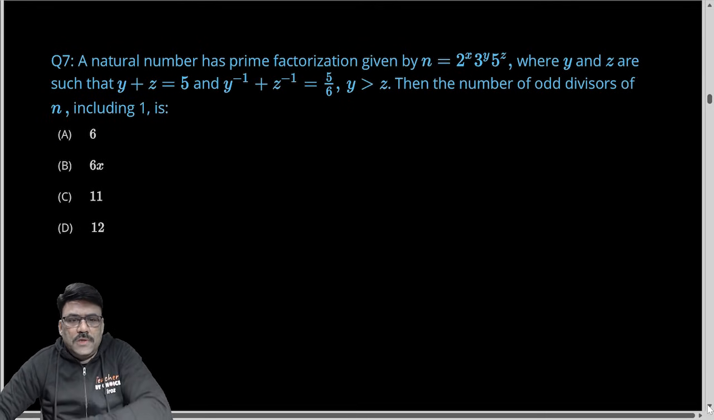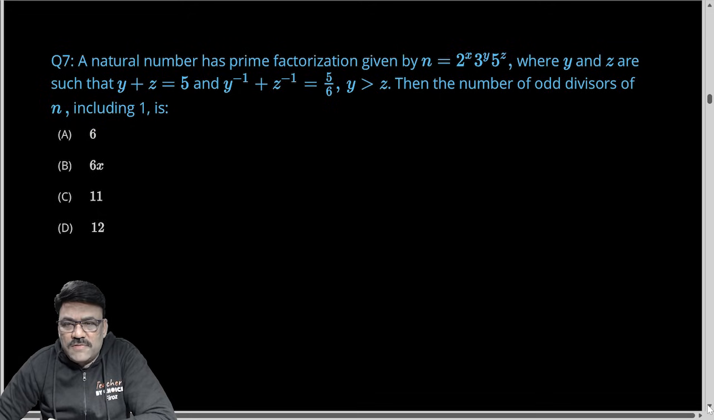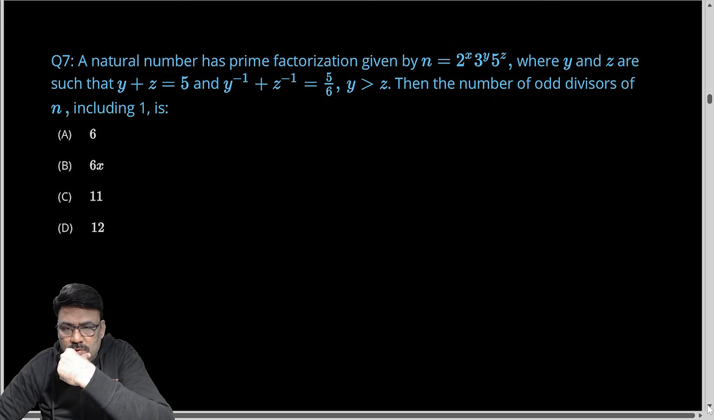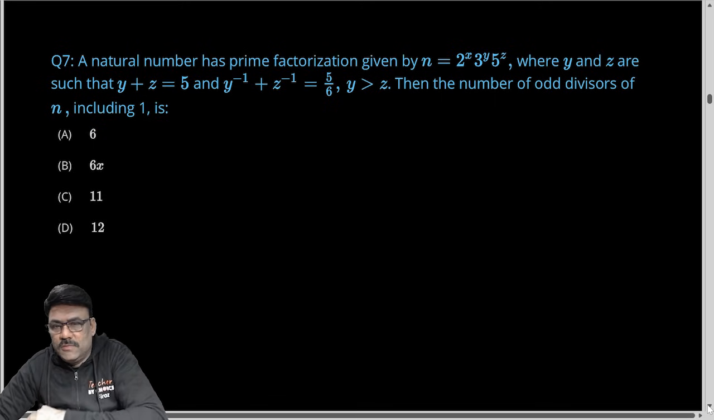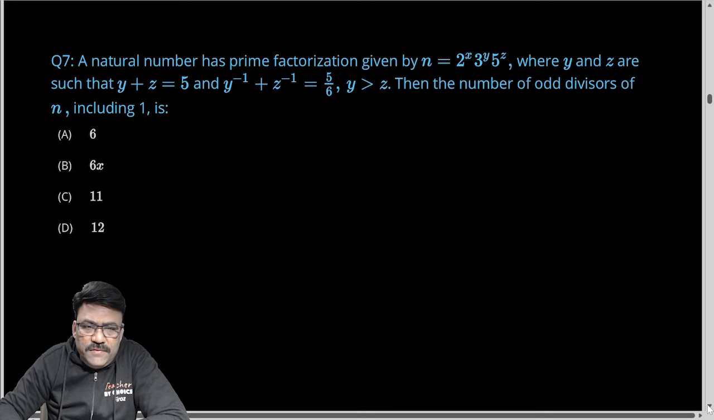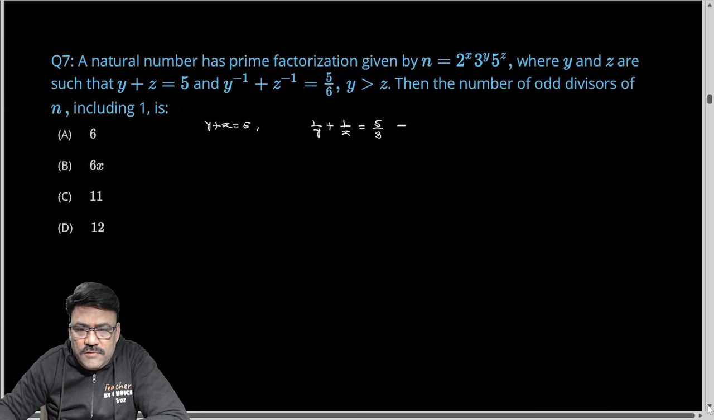See this question. A natural number n is in this form: 2 raised to x, 3 raised to y, 5 raised to z. Obviously x, y, z are natural numbers here, and y, z satisfy these two equations. Then the number of odd divisors of n, including 1. So see, y plus z is 5, it is given. And from the second equation, 1 by y plus 1 by z is 5 by 3. So this gives you yz is equal to 3.